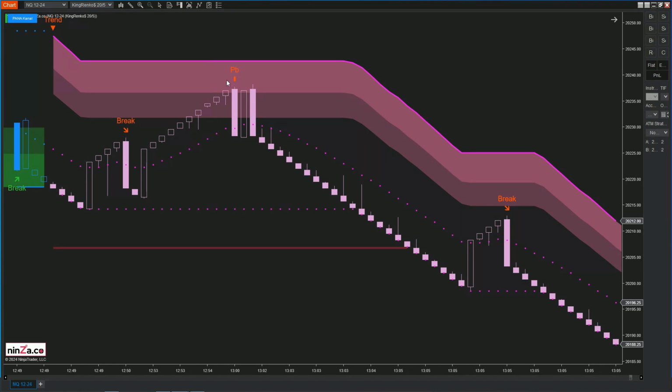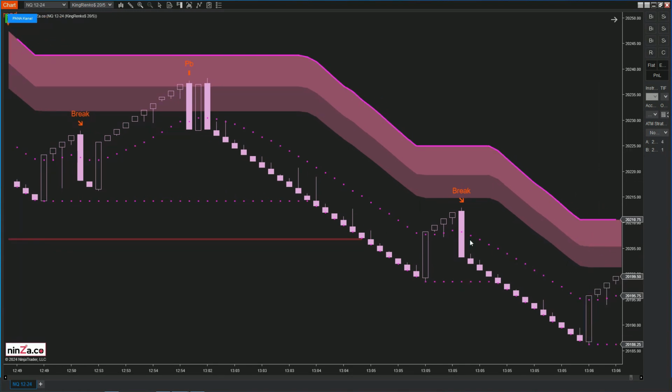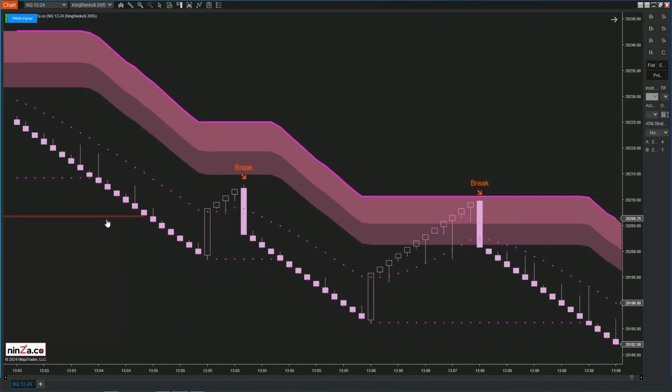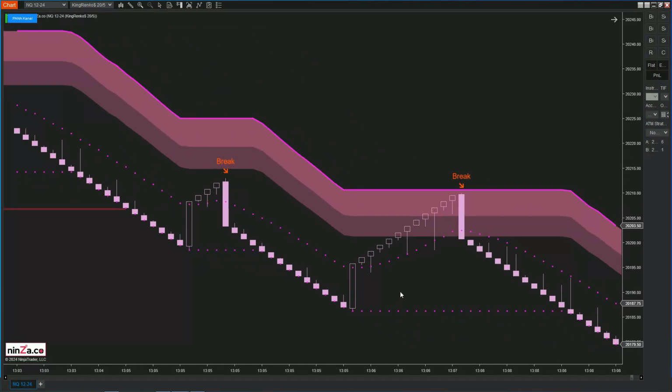And again, you see this pullback signal. There was only one pullback signal in a given direction, and there is more than one break signal in a given direction. So again, the pullback trades are really for those if you want to try and hold for more than a scalp, and this trade goes quite a bit.